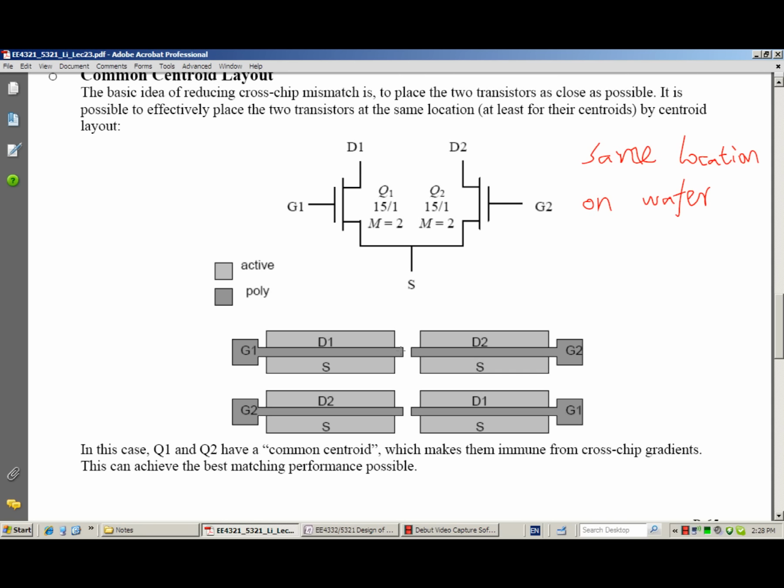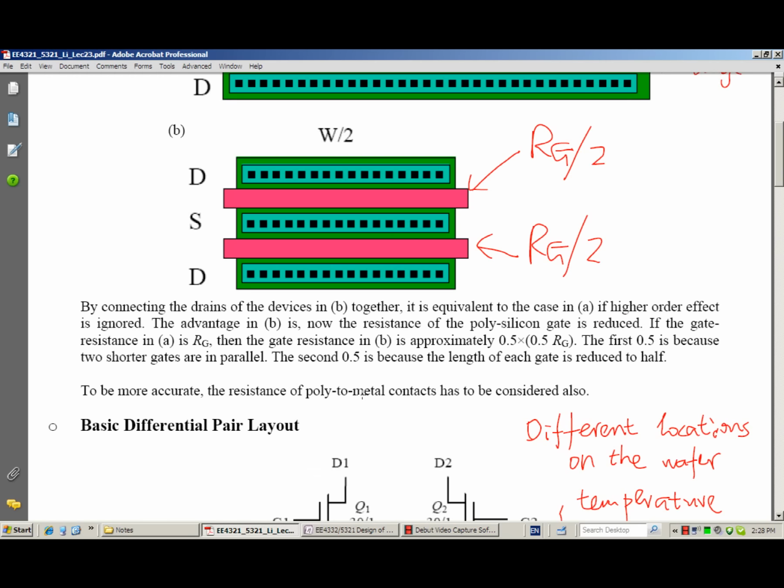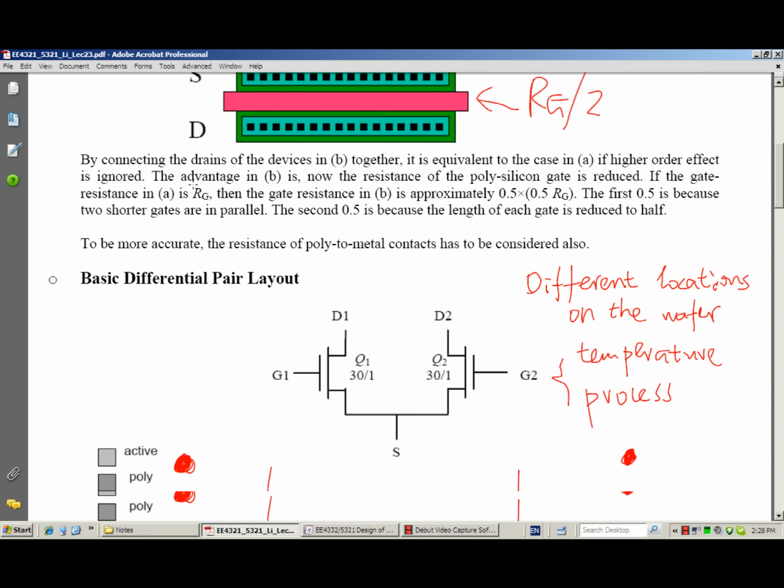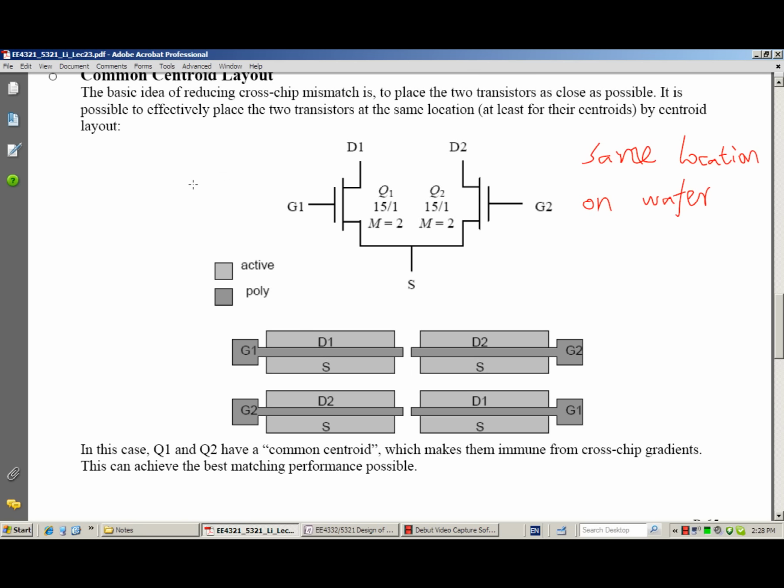We almost have no mismatch between the two transistors due to the cross-chip gradients. And what we can do is apply the multi-fingered layout concept. We can divide each transistor into two. Like here, we divide transistor D1 into two, and the first part is put here, the second part is put on the other corner.